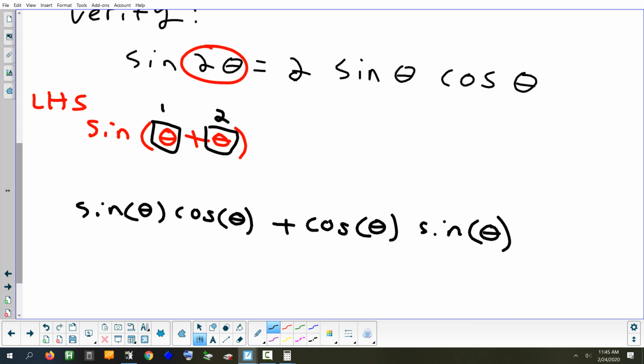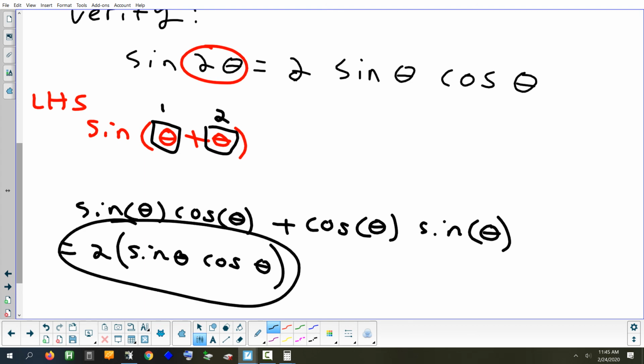So you have a sine times a cosine plus another sine times cosine. How many of them do you have? Remember? 2. You have 2 of the sine times cosines. 2 of those things in parentheses, which is exactly what's on the right hand side. That's why sine 2 theta equals 2 sine cosine.